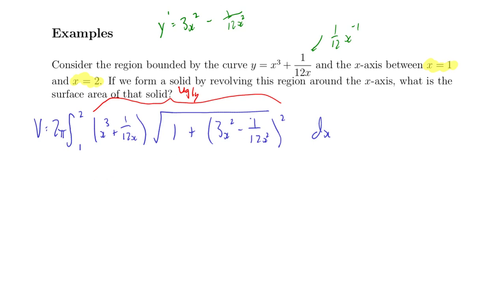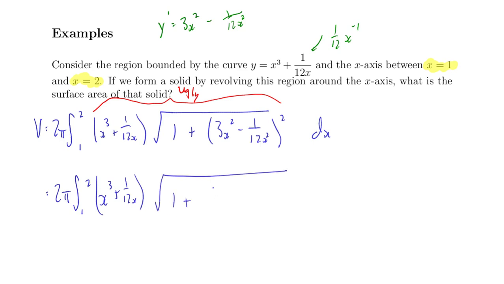All right, I'm going to start again with squaring the stuff under here. So I've got 2 pi times the integral from 1 to 2 of x cubed plus 1 over 12x. I still have this square root of 1 plus, but now I've got 9x to the 4. Then I've got 3x squared times 1 over 12x squared. That's a quarter. But I'm going to get 2 of them, right? So this is really minus a half, because I got 3x squared times negative 1 over 12x squared, and I've got negative 1 over 12x squared times 3x squared. Then I've got negative 1 over 12x squared, squared, which is 1 over 144 x to the 4.